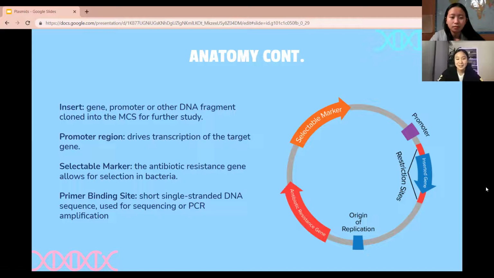And finally, the last two are the selectable marker and the primer binding site. Essentially the selectable marker is the antibiotic resistance gene that allows for selection in bacteria. Something important to note is that many plasmids also have selectable markers for use in other cell types. And finally, the primer binding site is a short single-stranded DNA used as an initiation point for PCR amplification or sequencing, which is a laboratory technique used to amplify DNA sequences. And primers can be exploited for sequence verification of plasmids.